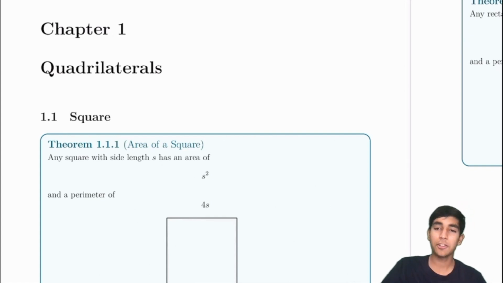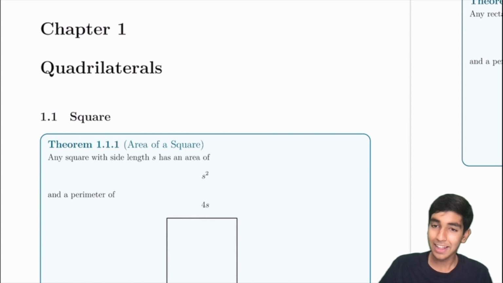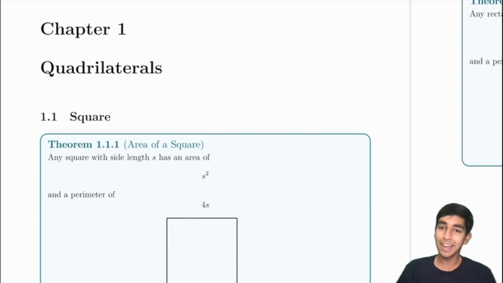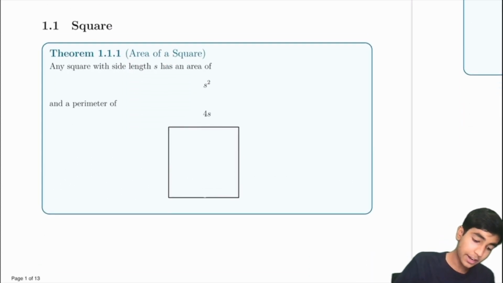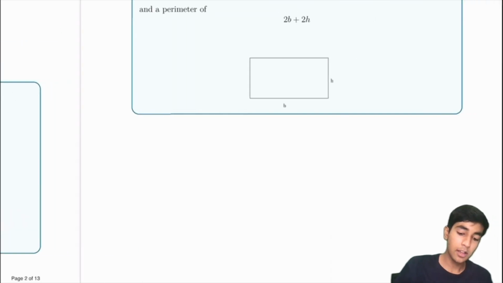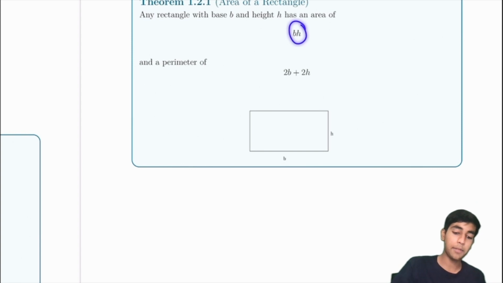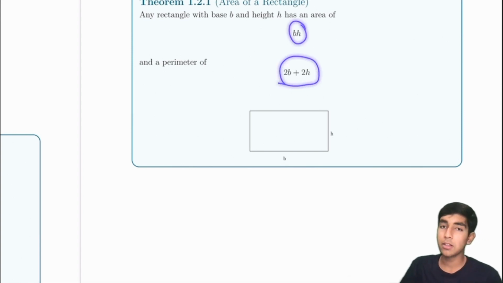If you ask me what the quadrilateral is, I can respond in about 17 different ways. That's because of how many different unique and special properties there are of quadrilaterals that we're going to learn today, starting off with the basics, which I'm sure most of you know. The area of a square with side length s is s squared, perimeter 4s, and for a rectangle, area is base times height, and perimeter is 2 base plus 2 height.